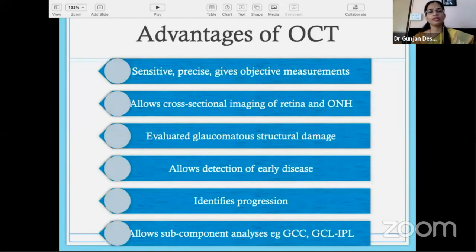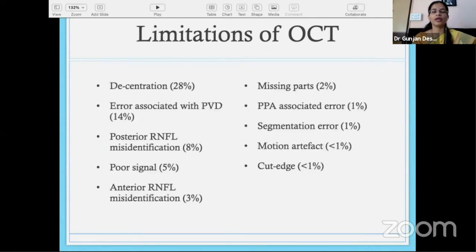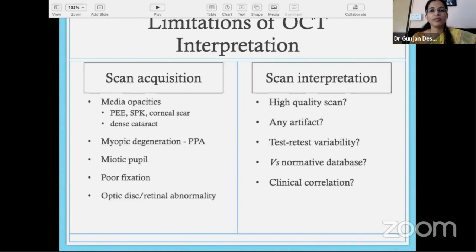There are certain pros and cons of every machine, as we know. Apart from the advantages, we have limitations of the OCT. Due to either decentration or errors due to PVD, posterior or anterior RNFL misidentification, poor signal, motion artifacts, segmentation errors, limitations either because of scan acquisition or because of scan interpretation.